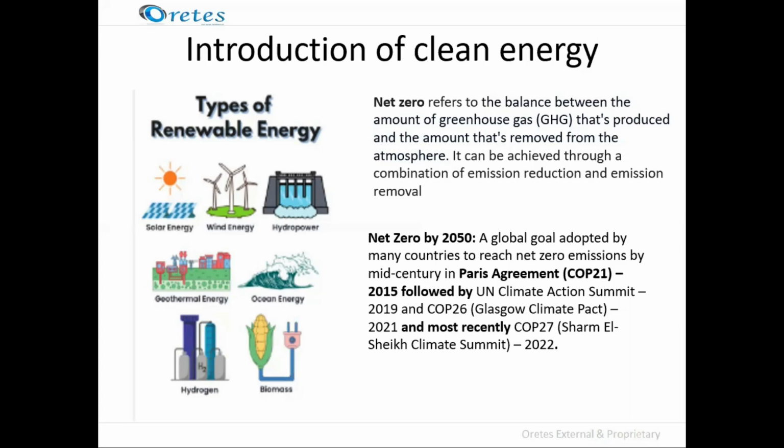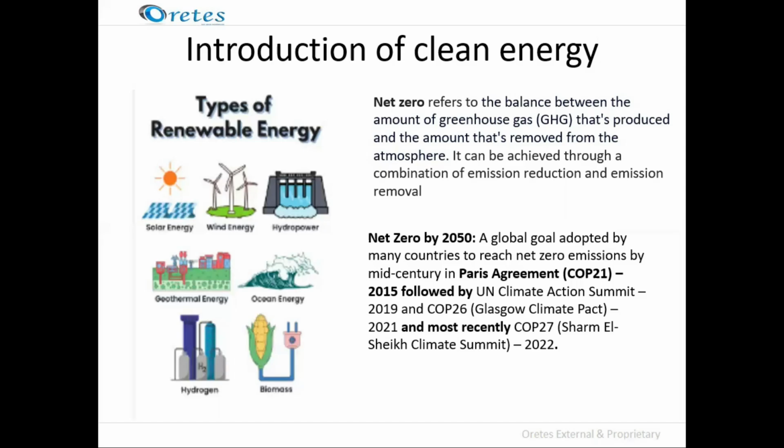But mostly clean energy is your wind energy, solar energy, ocean energy, geothermal energy. And if we are able to divide water into hydrogen and oxygen, hydrogen energy also comes under green energy because it is not creating any carbon dioxide or carbon monoxide. So once we divide this, the concept of net zero comes into the picture. So what is the net zero concept? Net zero refers to a balance between the amount of greenhouse gas produced and the amount removed from the atmosphere.